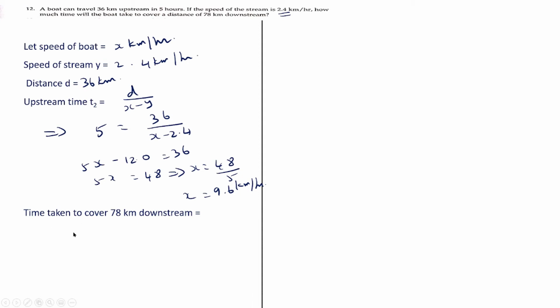Now we need to find the time taken to cover 78 km downstream. The time taken to cover 78 km downstream will be distance upon the downstream speed, which is 78 upon x plus y. So it is 78 upon x is 9.6 plus y is 2.4. So this is 78 by 12.